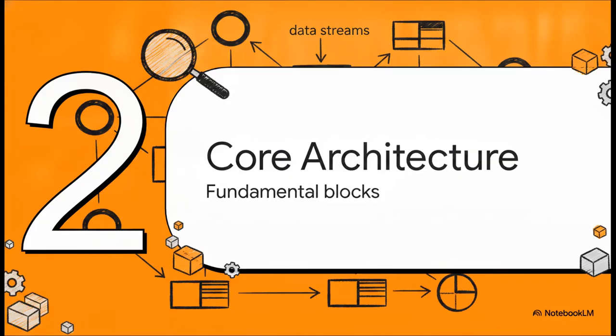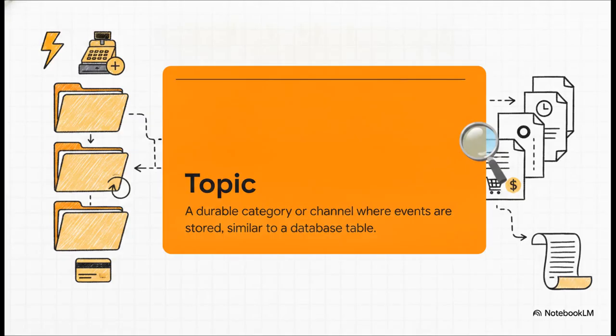Moving on to Section 2, Kafka's core architecture, the fundamental building blocks. Let's define the core vocabulary here, starting with a topic. A topic is basically a durable category or channel where events are stored. It's similar to a database table, but without all the rigid constraints. You can think of it like named channels, like orders or payments, where data flows in and is durably stored.